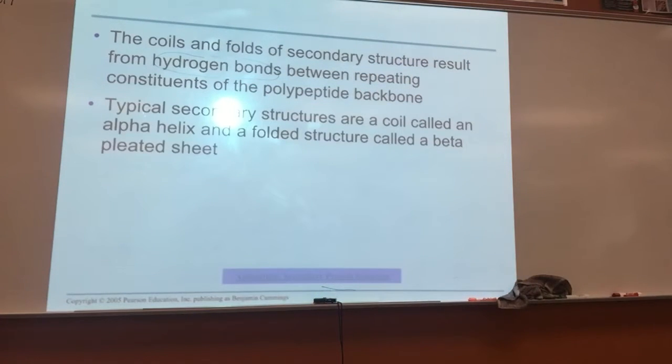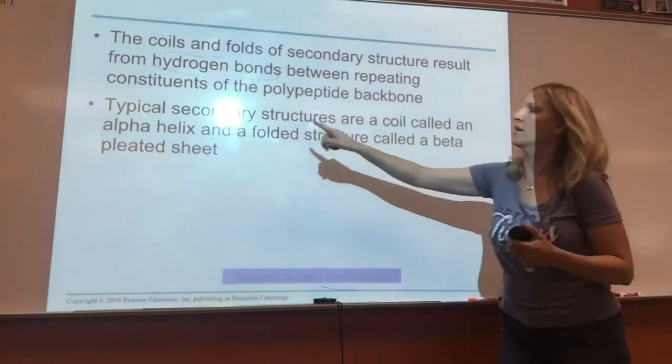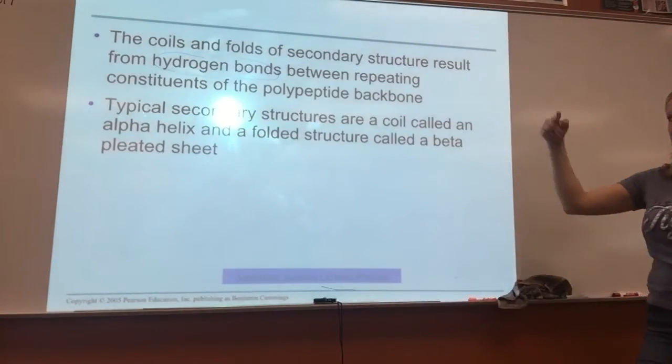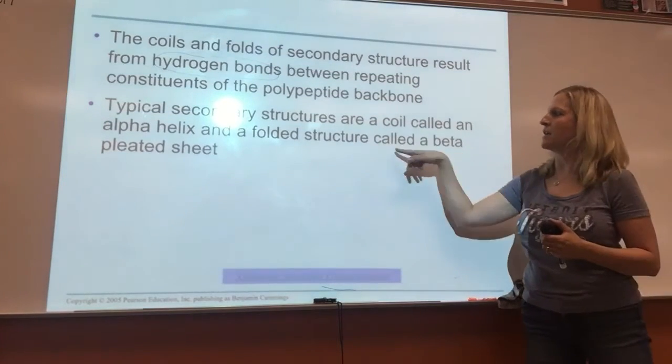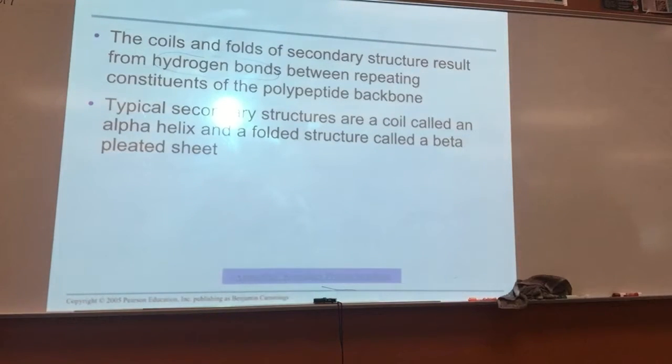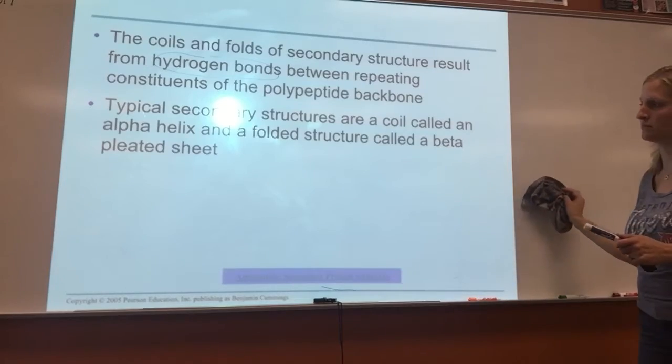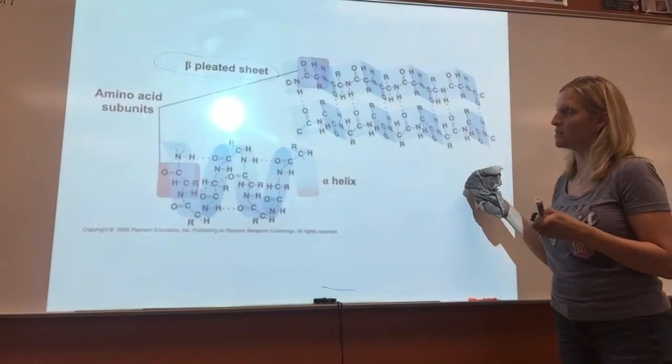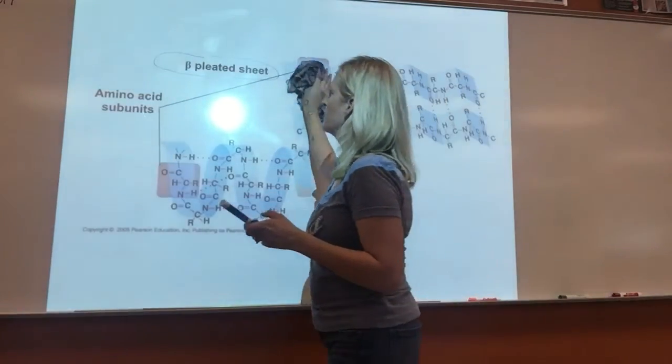And we have specific names. So the coils, like the telephone cord here, is called the alpha helix, so it has that helical structure. And then the folds are called beta pleated sheets because it looks like they're pleated, all right? So your picture is showing you this.